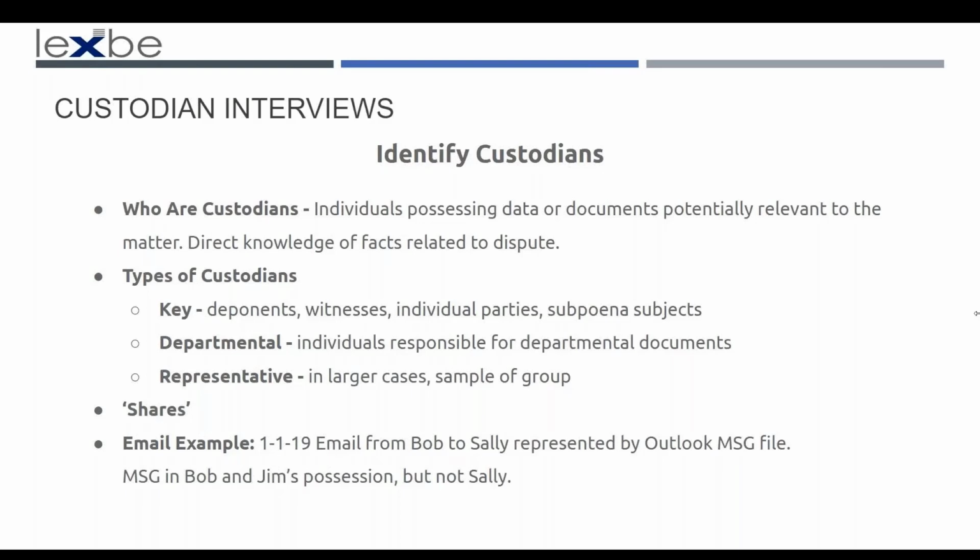So why does Sally not have it? Well, it could be deleted, any number of reasons. Maybe it wasn't delivered to her. Why does Jim have it when he wasn't a party to it? Who knows? That could be developed. But in this case, Bob and Jim would be the custodians for the data, and Sally would not be.